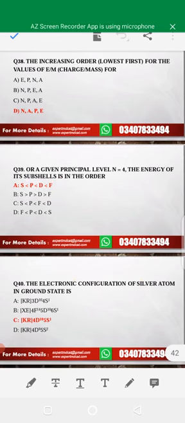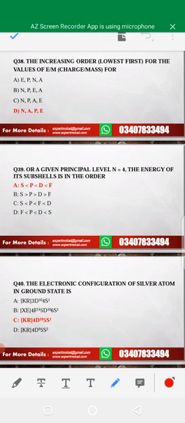Question number 40. The electronic configuration of silver atom in ground state is, silver is basically a transition metal in which d orbitals are occupied and are lower in energy as compared to the s orbital. So one thing must be remembered, that the 4d orbitals in case of silver must be occupied and completely filled. So 4d10 should be the configuration of silver atom, 4d10 and 5s1. So option C is the correct answer.